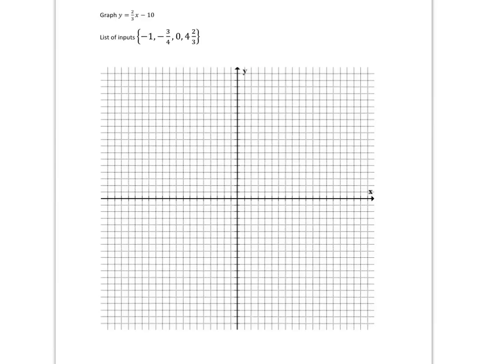For the next problem, you're given a graph, a coordinate plane. You have to graph an equation. In this case, y equals 2/3 x minus 10, and you're given some inputs. Now, I only have 4 inputs right here. On your paper, I think I might have given you like 6 or 8 or something like that. But these are just some samples of how to deal with some fractions, substituting them in, and what it would look like if I plotted them.